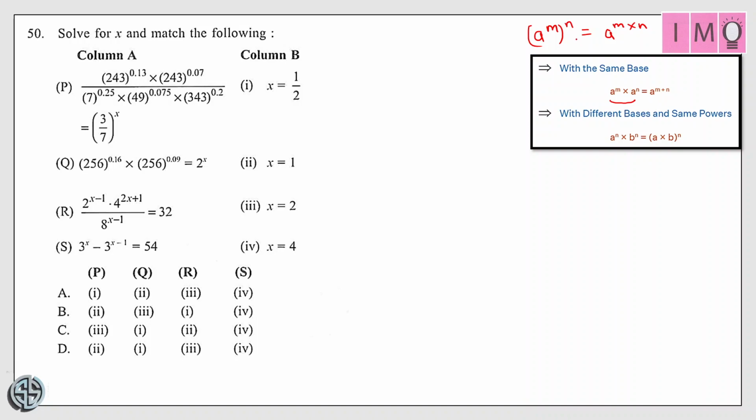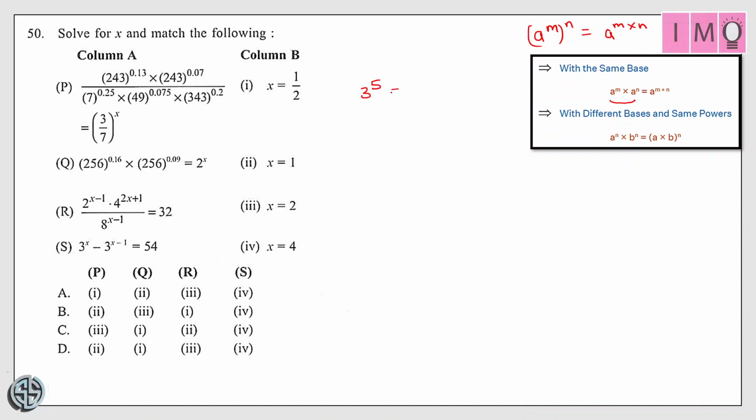It means that if there is an exponent over an exponent, the powers get multiplied, right? So let's solve it here. The first question, you have to just match the following. So the first question here it is. Now you can see, if you remember, it is 3 to the power 5, right?